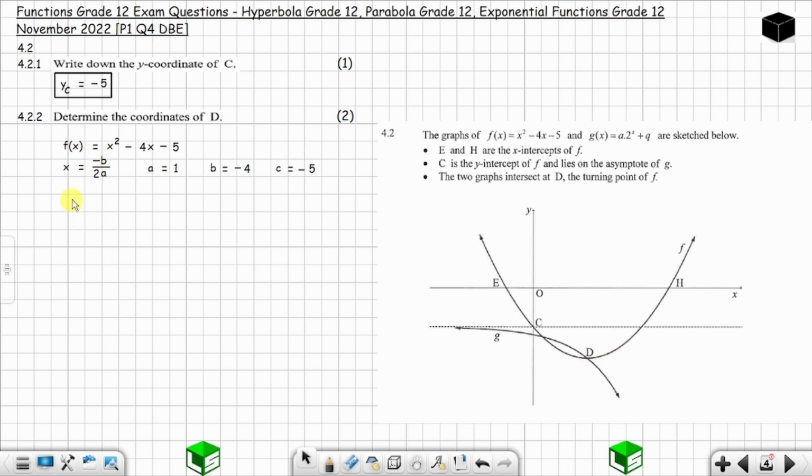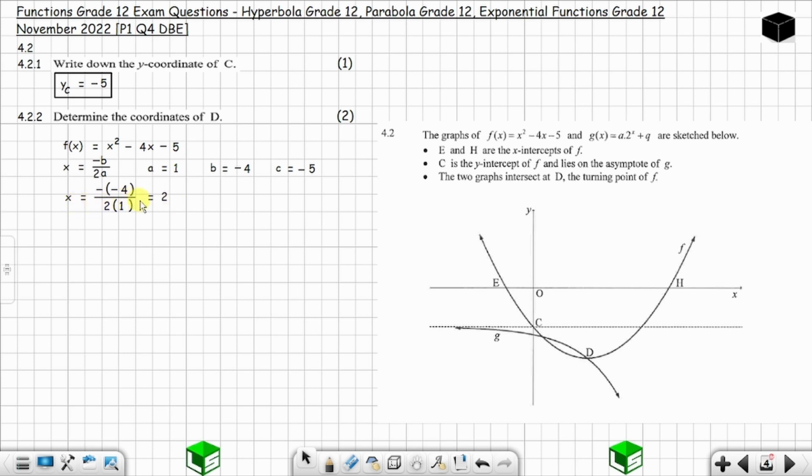The x-coordinate of the turning point is equal to negative b over 2a. b is negative 4 and a is 1, so this is 4 over 2, which is equal to 2. Now you have the x-coordinate of the turning point.